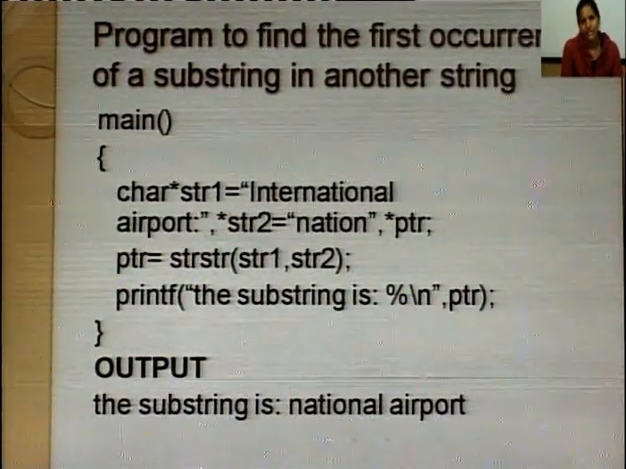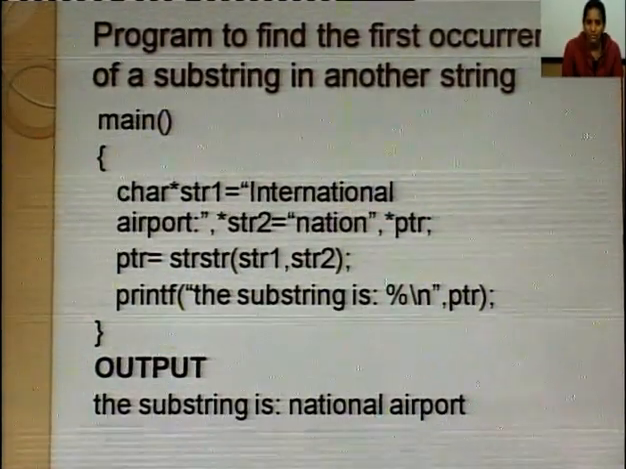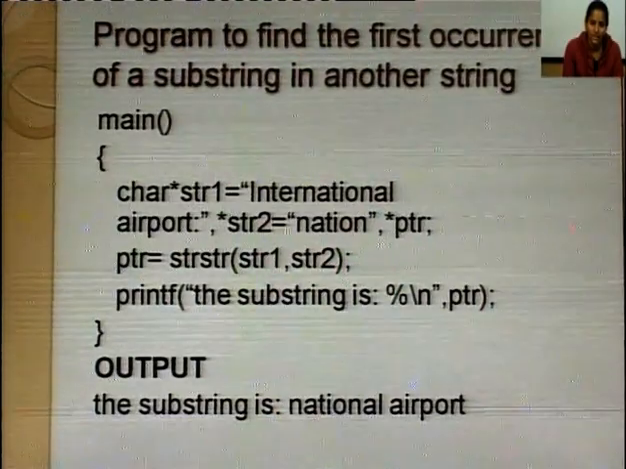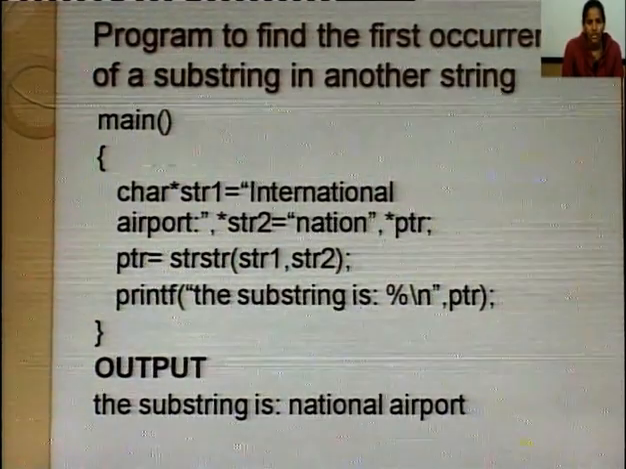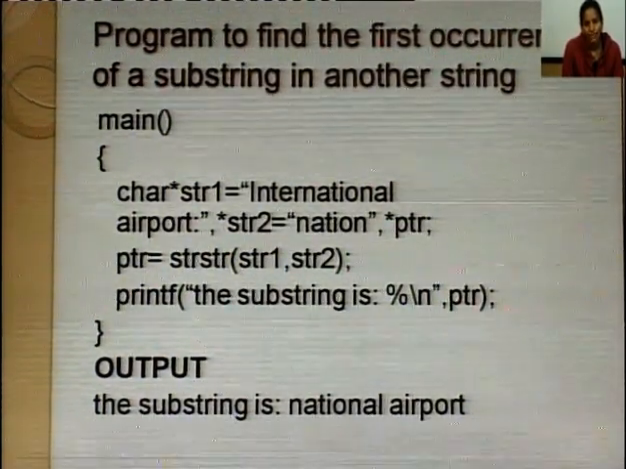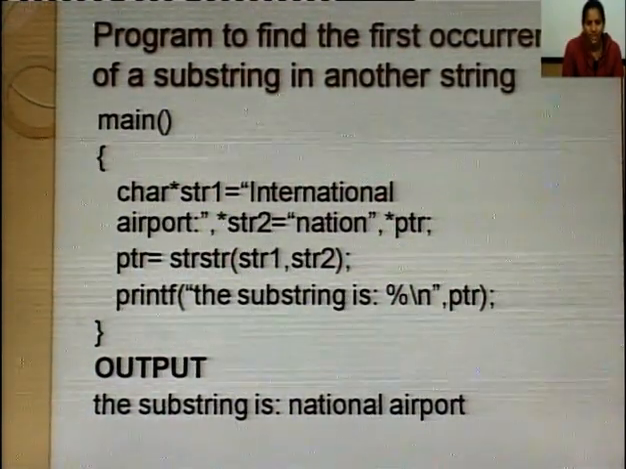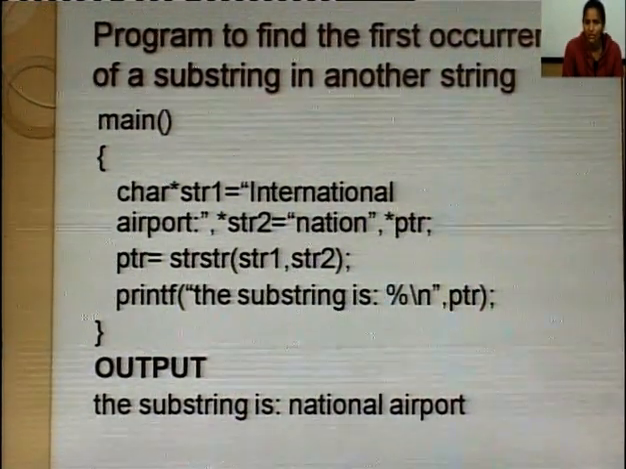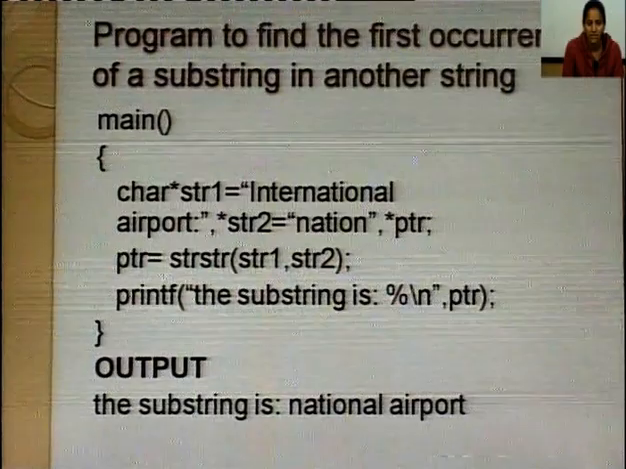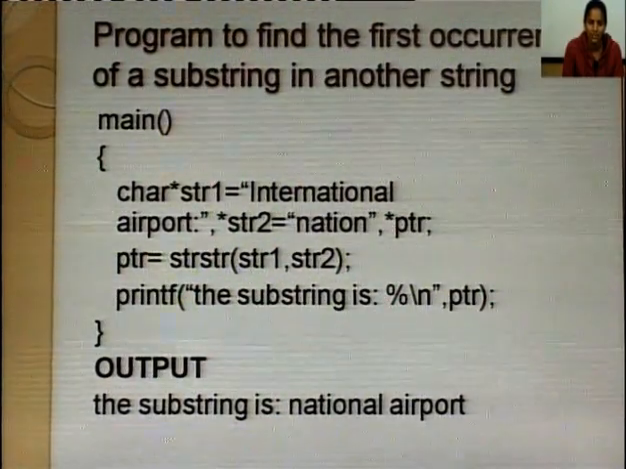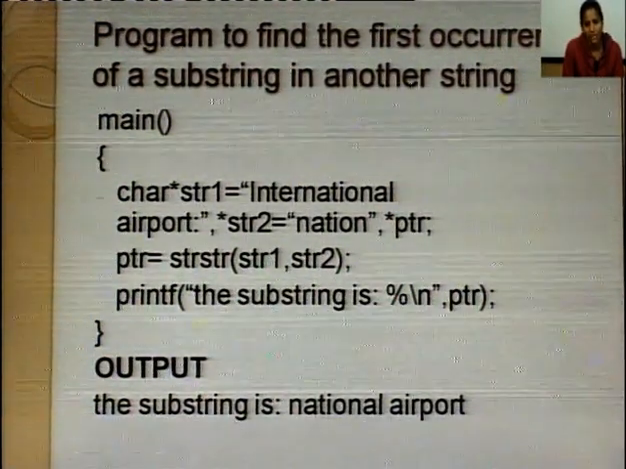So look at the example here. Here we have two variables. One is str1, which has "international airport", and str2 has "nation", and a pointer variable. Suppose we want to check whether the value contained by str2 occurs in str1 or not, meaning the first occurrence. So we use strstr. It returns a pointer, its address from where the first occurrence starts, so that it can be stored in a pointer variable.